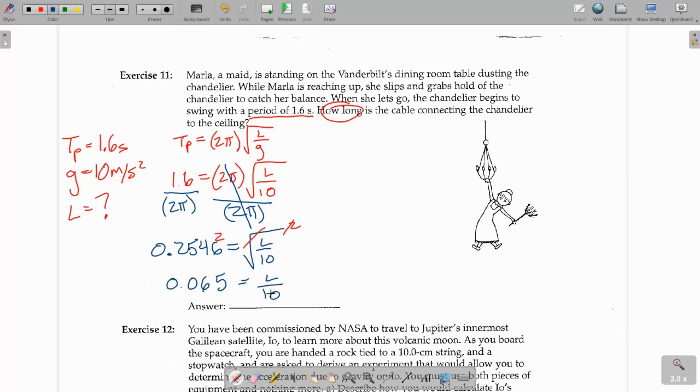Okay, so the last step here is to multiply by 10 on each side. And you are going to get a final answer. Length is equal to 0.65 meters.